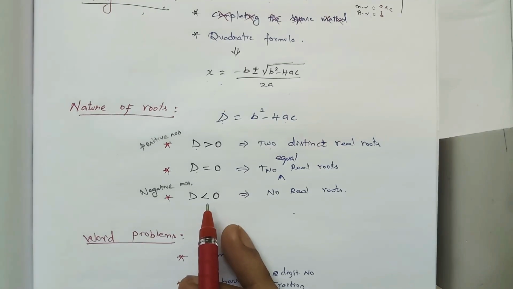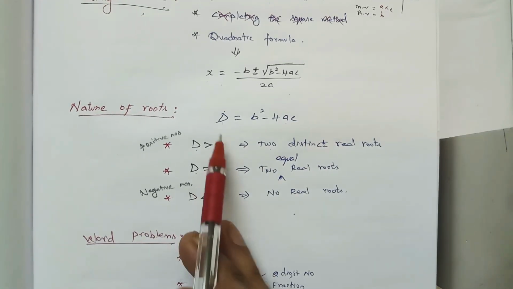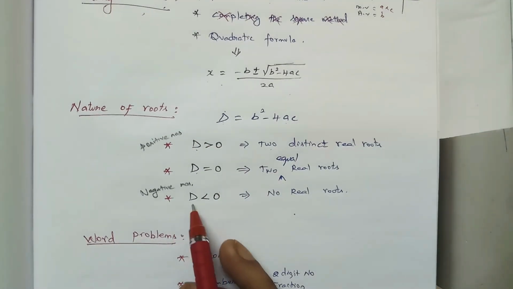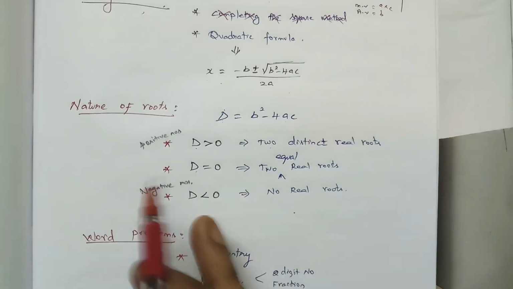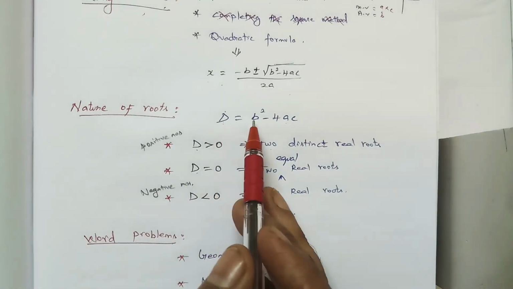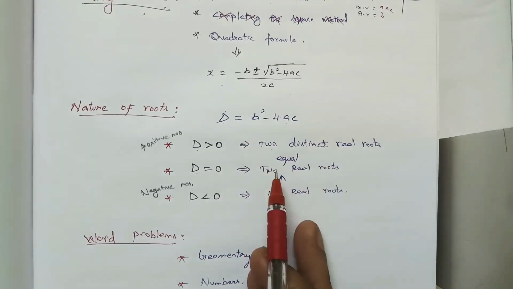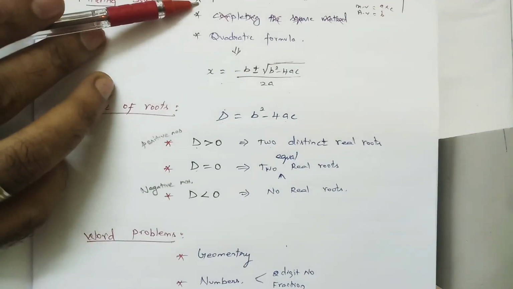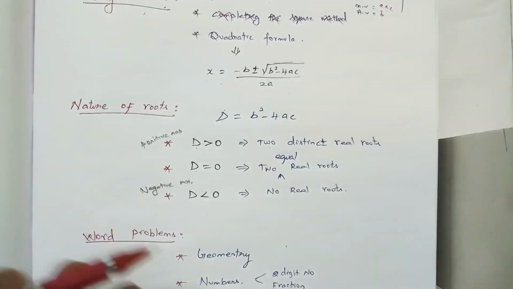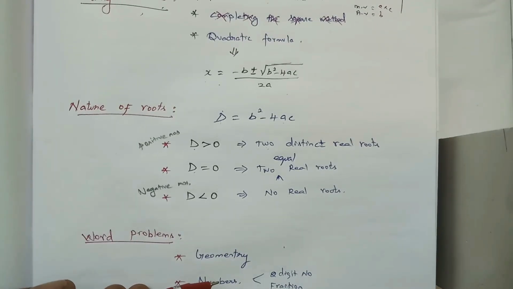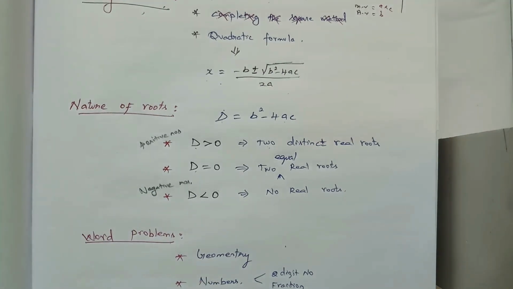If d is less than 0, that is negative integers, then there are no real roots. So what is the formula for finding d? b square minus 4ac. If we have roots, two different roots or two equal real roots, we find them by the factorization method or quadratic formula method. This is only for how the nature of roots will be, whether it has real roots or not, that is what we are checking.